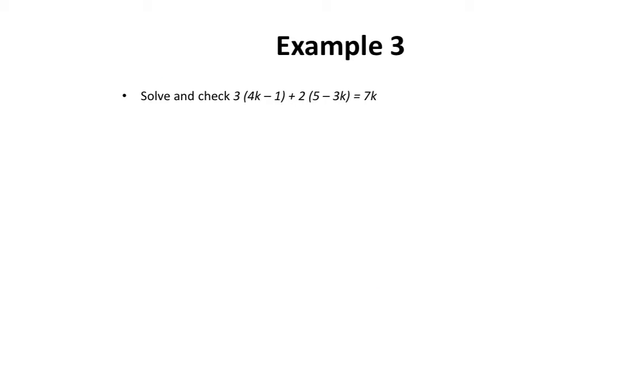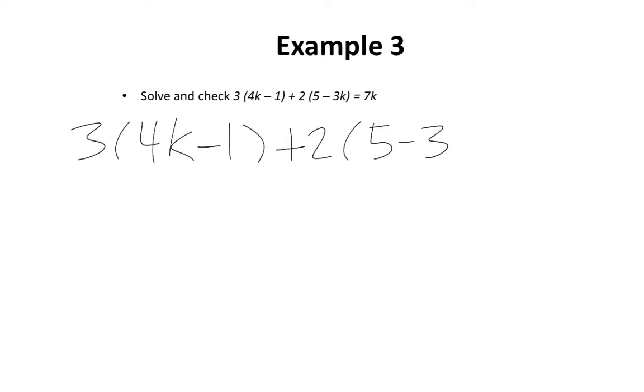In our last example, we want to solve and check 3(4k - 1) + 2(5 - 3k) = 7k. First thing you want to do is rewrite the question. Next, you want to simplify both the left side and the right side of the equation.